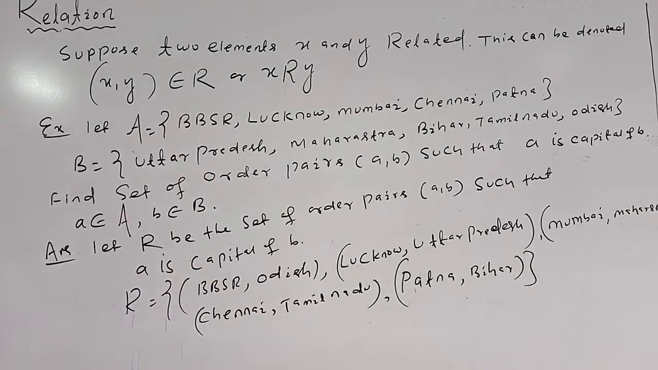So next we take another example. In this relation, every order pair has a first component and a second component, the capital. So definitely we say R is the capital relation. Okay, and that R is a subset of A cross B. Yes, this set must be a subset of A cross B. Okay, next we take another example.